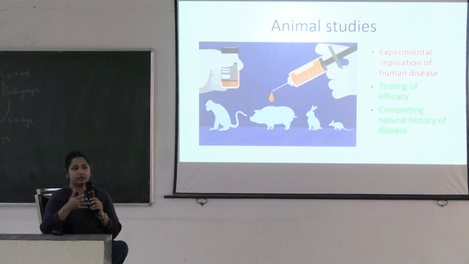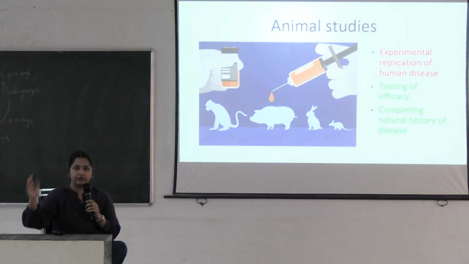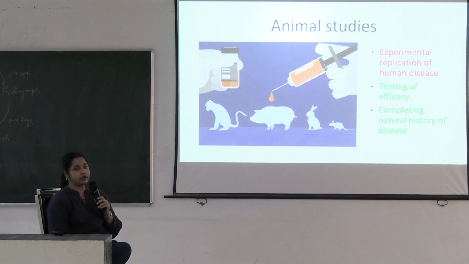But then again, if animal studies were the ultimate, then there would be no need for experimental studies in humans. So it is just a starting phase. It does not mean that if it is established in animal studies, it will work in humans 100%. It is never a guarantee of that. So that is also a drawback, that you cannot always replicate that in humans.